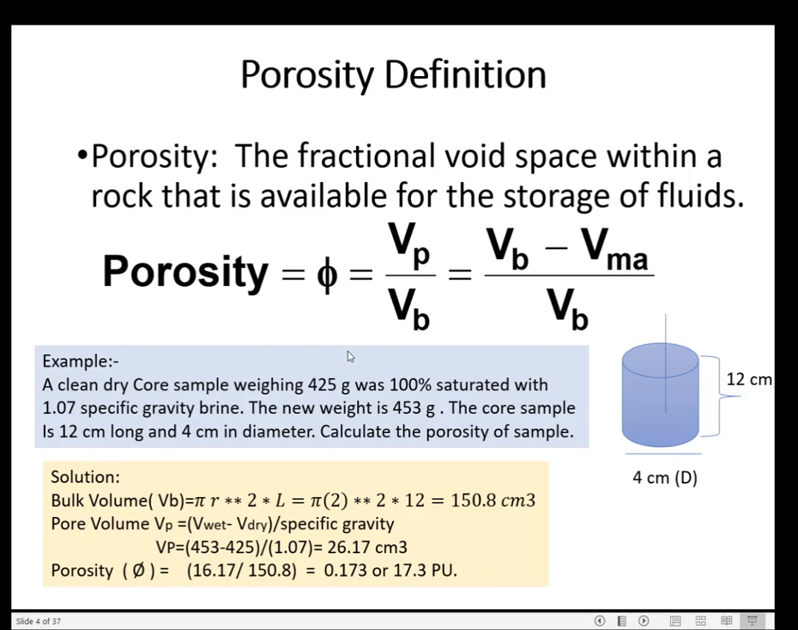It is very simple. First of all, we have to get the bulk volume, which, since this is a cylinder, is pi r squared times L, the length. After that, we get the void space, which is actually the pore volume: the weight of the sample with the water minus the weight of the dried sample, divided by the specific gravity. Then dividing the pore volume by the bulk volume, we get the porosity. You can see the calculation is very simply indicated here.